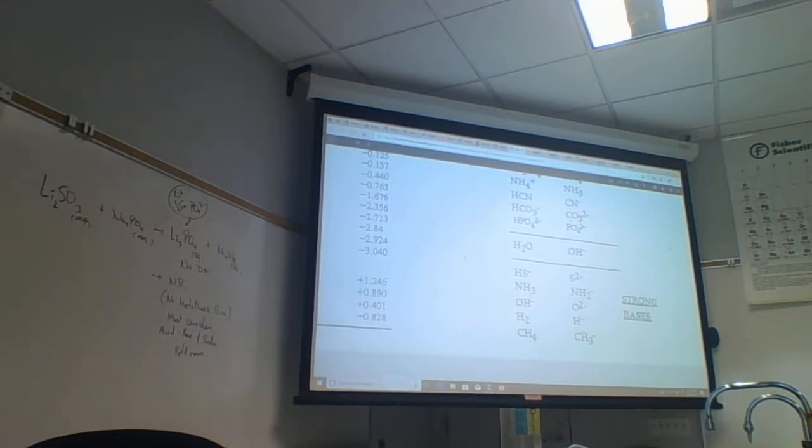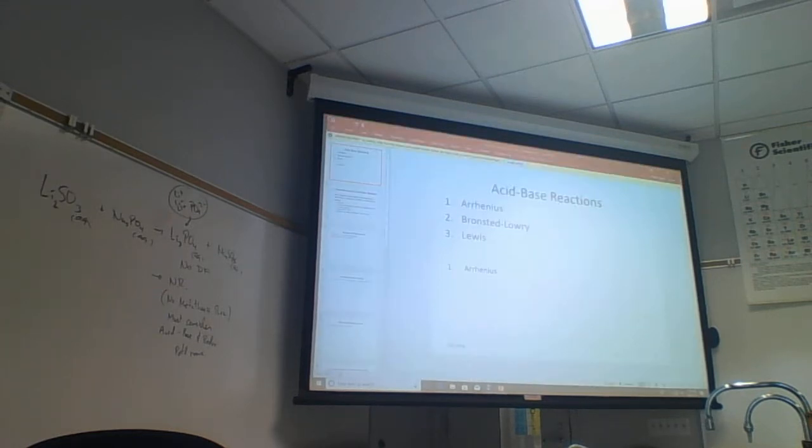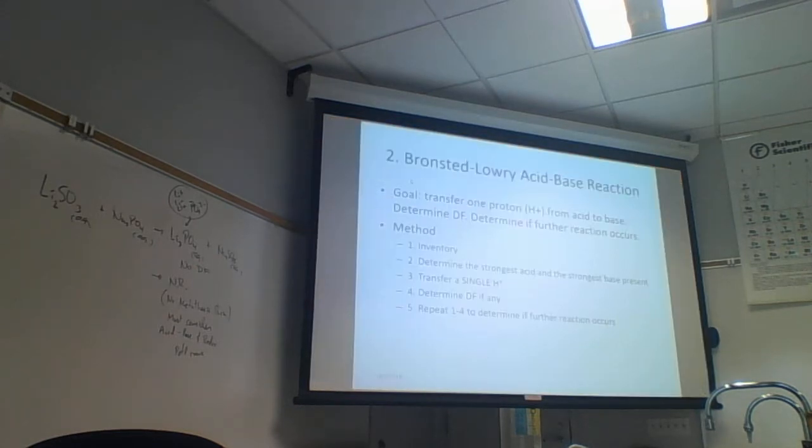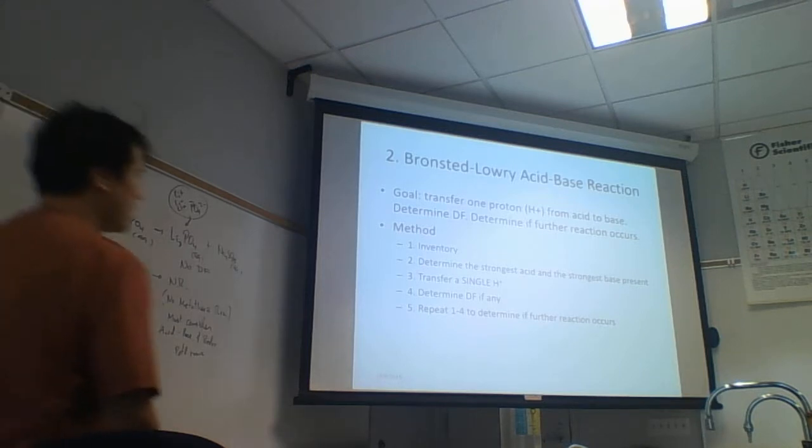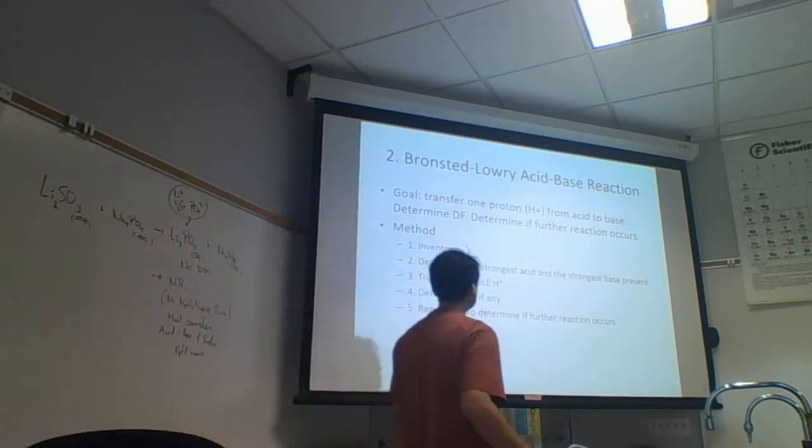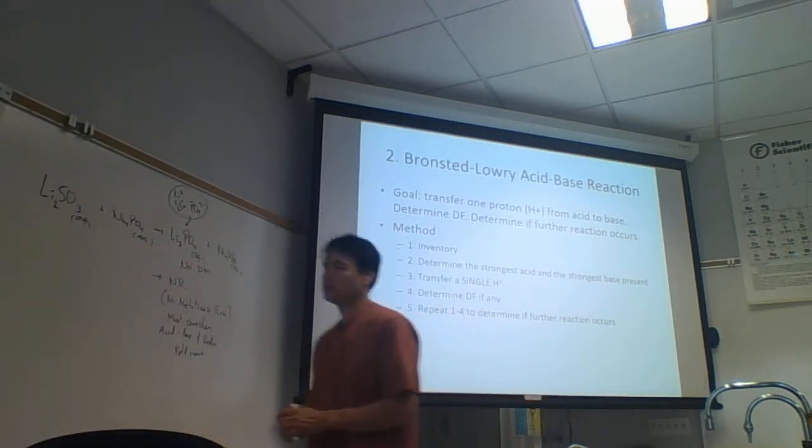And so what we do is we use the chart to figure out what our acids are and our bases are. Then we determine the strongest acid and the strongest base present. So there's only one acid present. What is it?